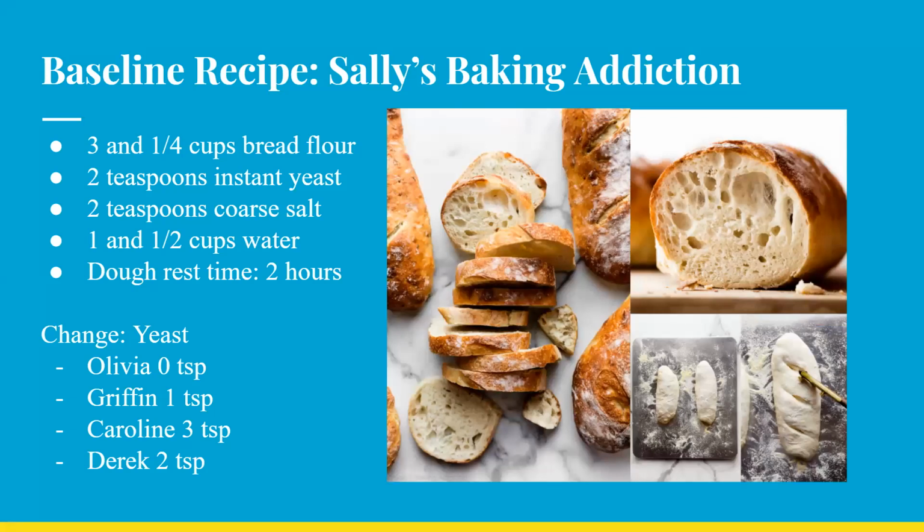So the baseline recipe was 3 1/4 cups of bread flour, 2 teaspoons instant yeast, 2 teaspoons coarse salt, and 1.5 cups of water. We let the dough rest for 2 hours, and for the variable that we changed, Olivia had 0 teaspoons of yeast. Griffin had 1 teaspoon of yeast. Caroline had 3 teaspoons of yeast, and I had 2 teaspoons of yeast. And also 40 teaspoons of yeast.